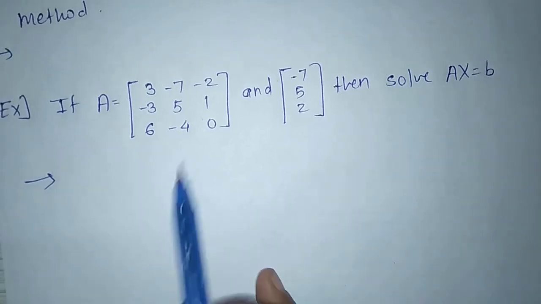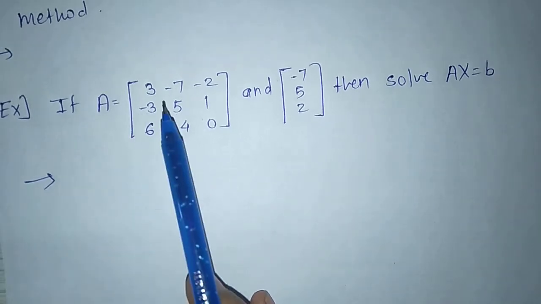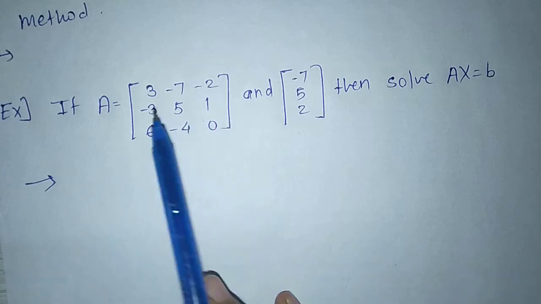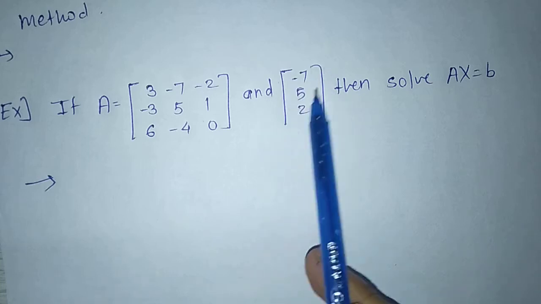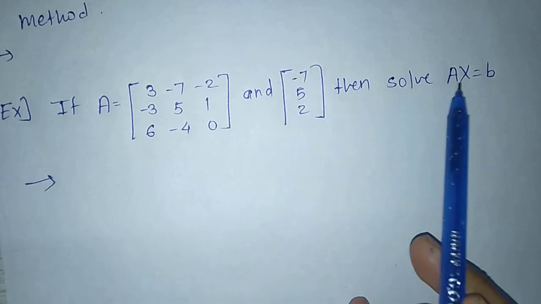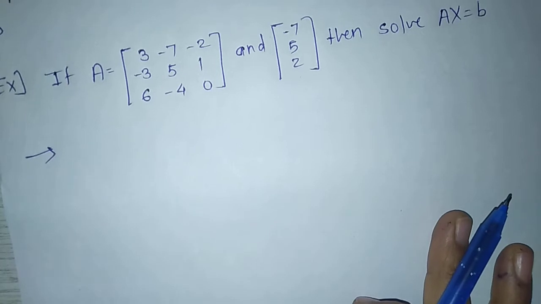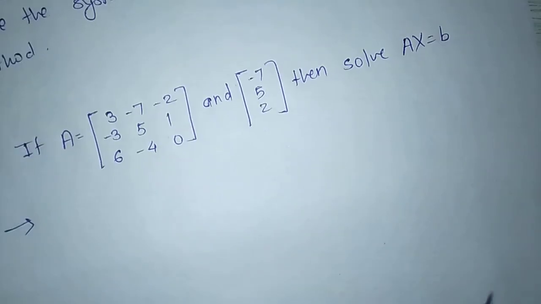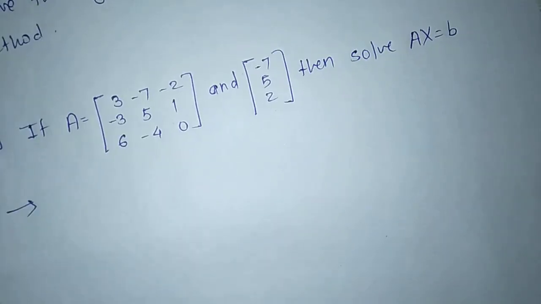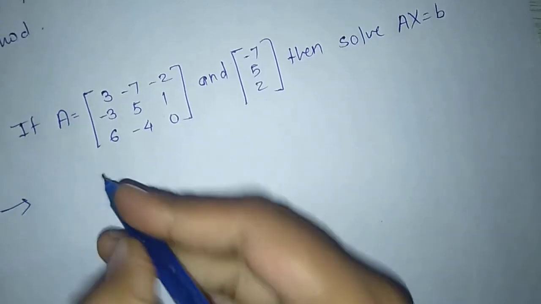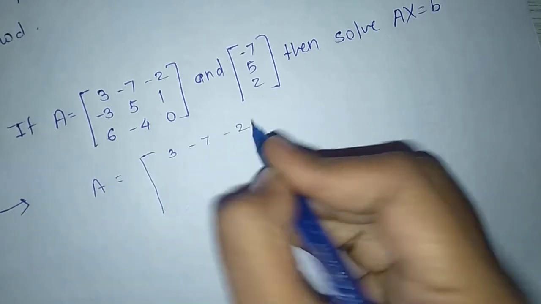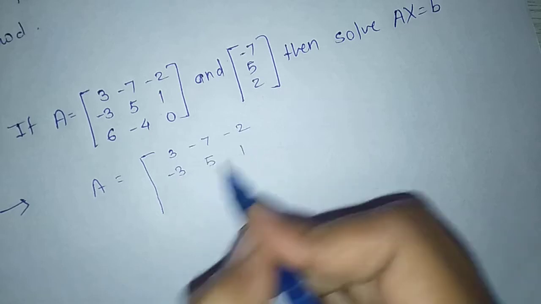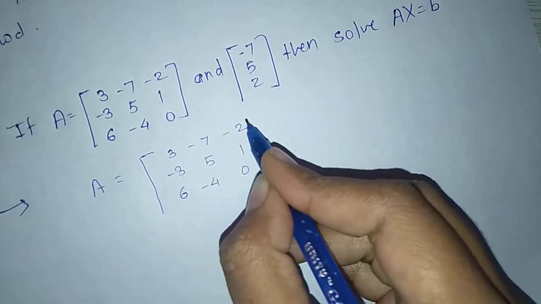Hello students. Next example, if A equals the matrix [3, -7, -2; -3, 5, 1; 6, -4, 0] and B equals [-7, 5, 2], then solve AX = B. First find L and U, meaning the lower triangular matrix and the upper triangular matrix. Given A equals [3, -7, -2; -3, 5, 1; 6, -4, 0].